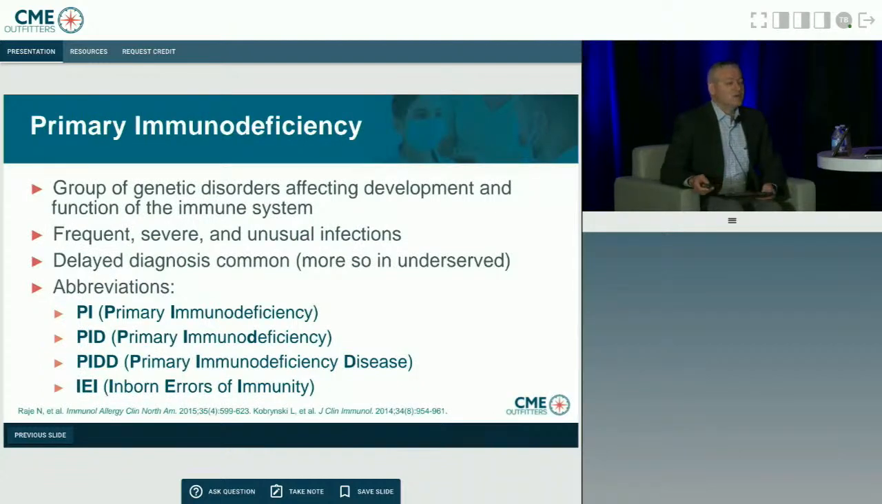So, primary immunodeficiency is really a group of genetic disorders that affects the development and function of the immune system. Over the past 30 years, there have been great strides in understanding the genetic basis of these diseases. But despite being very heterogeneous, they all have a uniform feature, and that is they make a particular patient vulnerable to either frequent, severe, or unusual infections.